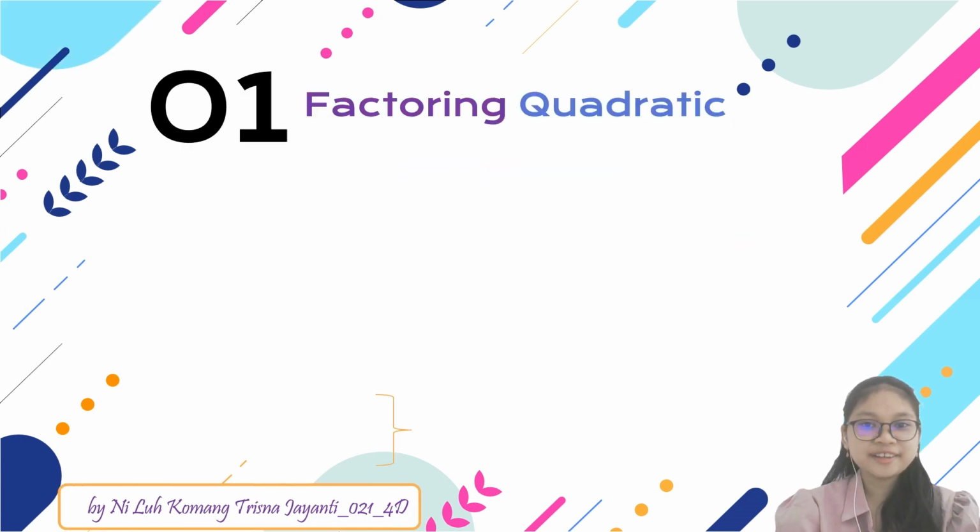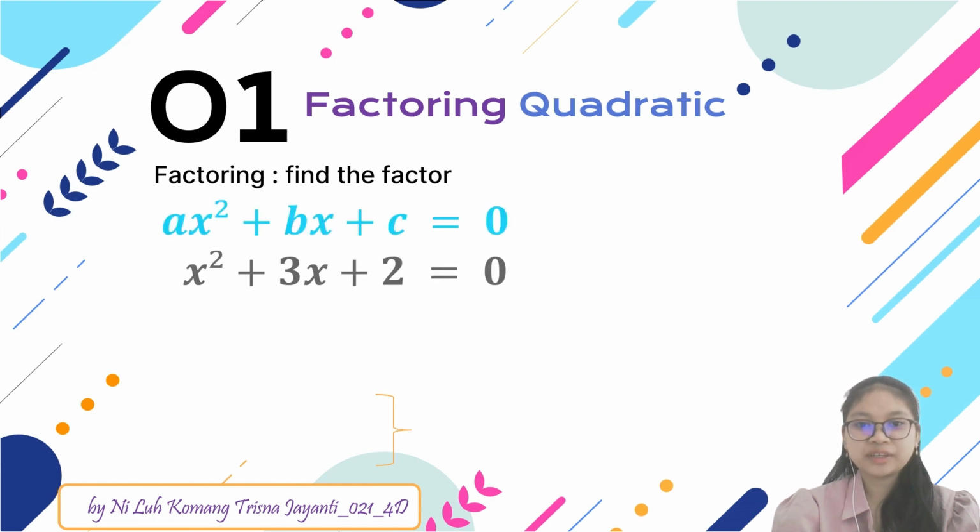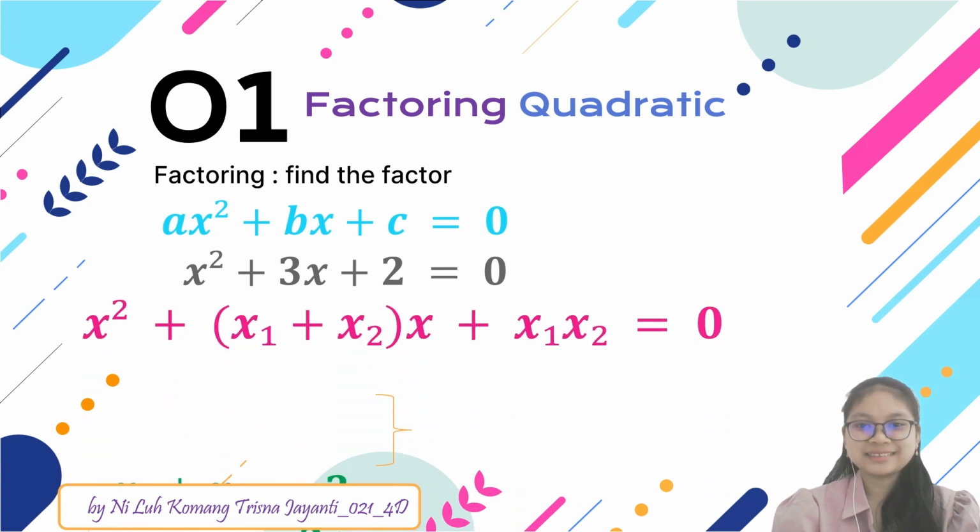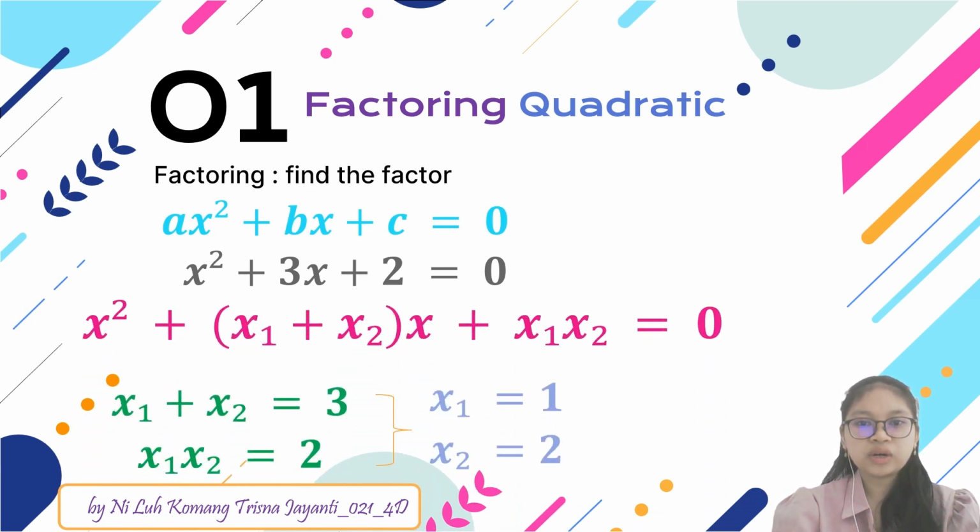Now, let's illustrate an example of the first method, factoring quadratic. Factoring involves finding the factors of the quadratic equation. Let's consider the quadratic equation x squared plus 3x plus 2 equals 0 as an example. To factor this quadratic equation, we need to find two numbers, let's call them x1 and x2, whose sum is 3, the coefficient of x, and whose product is 2, the constant term. In this case, x1 equals 1 and x2 equals 2.